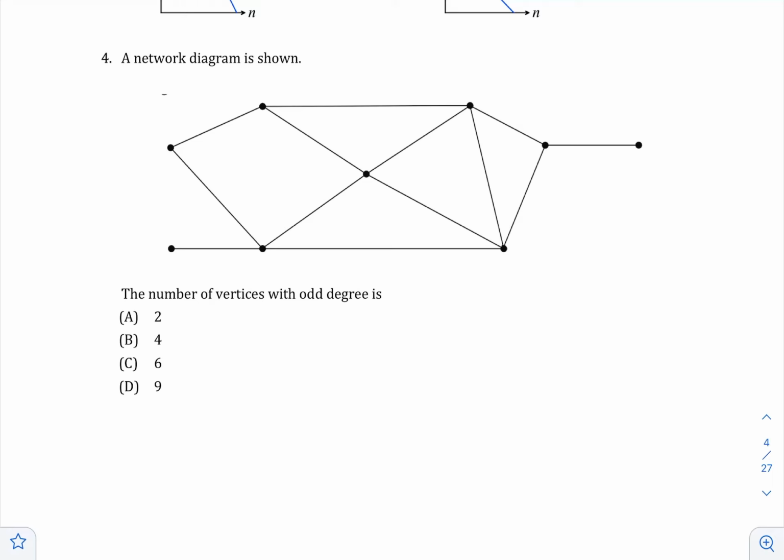Next, for a network diagram, we need to find the number of vertices with odd degree. In order to do that, I'm just going to number the degree for each vertex. So here we've got 1, 4, and remember we're just counting the number of lines coming from each. That's 4, 4, 2, 3, 4, 3, and 1. I'm just going to highlight all the odd ones: 1, 2, 3, 4. The rest are even. So the answer is B, 4.